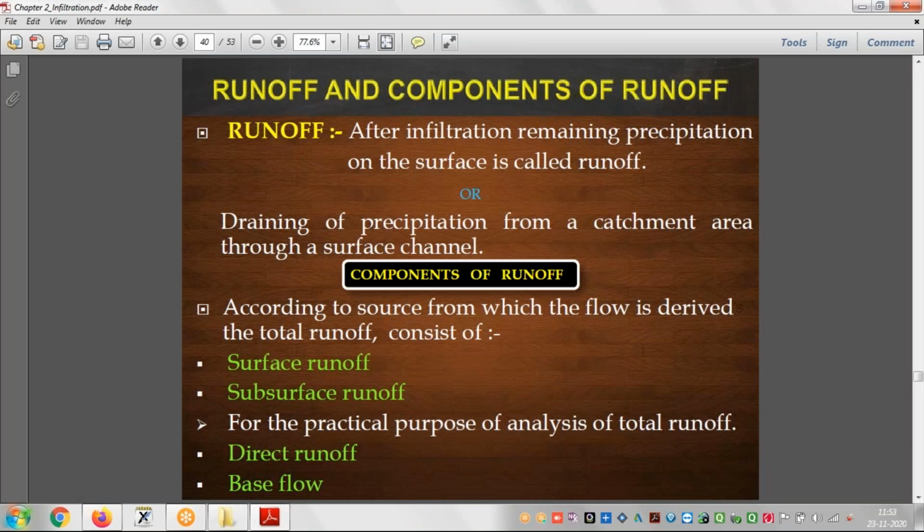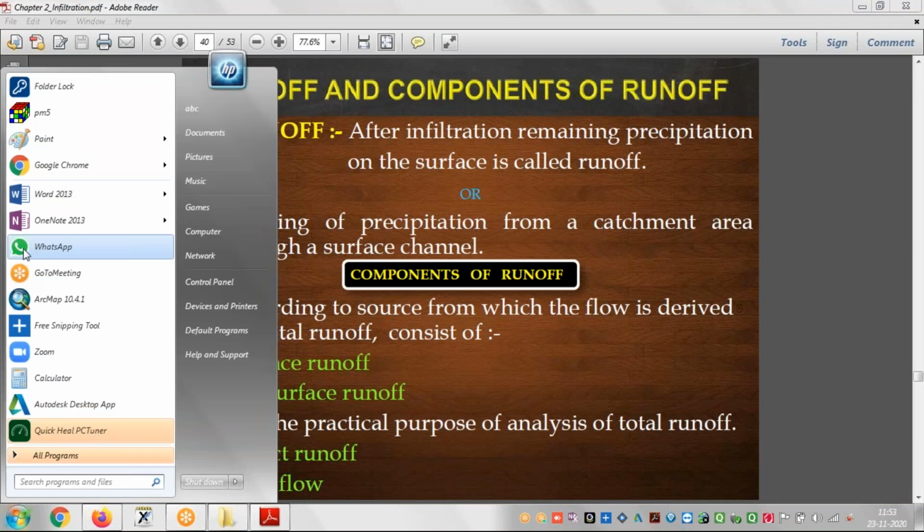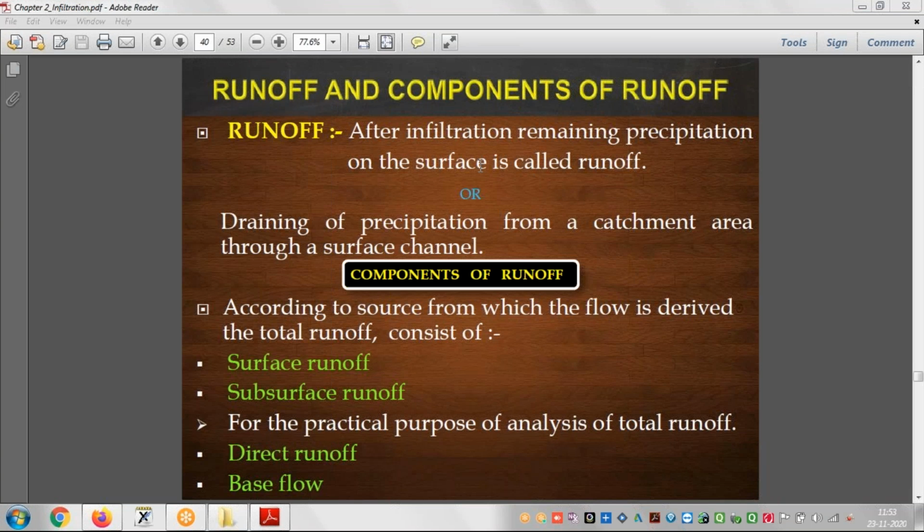As we know that runoff is also one of the parts of the hydrological cycle. So we will try to understand the importance of runoff in hydrology.